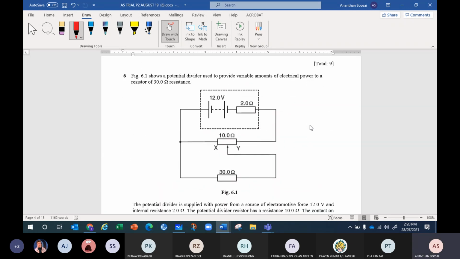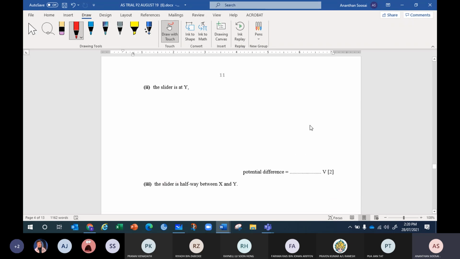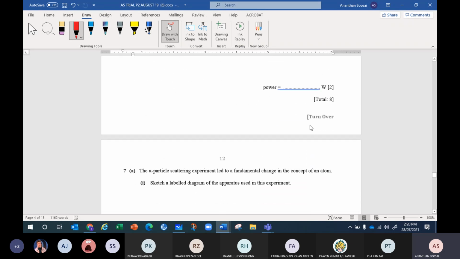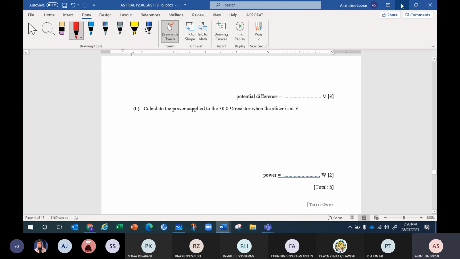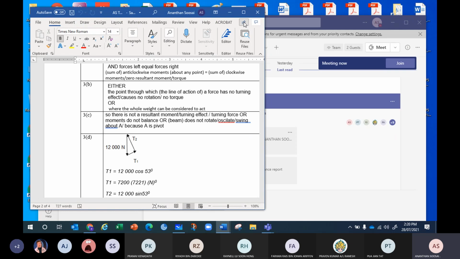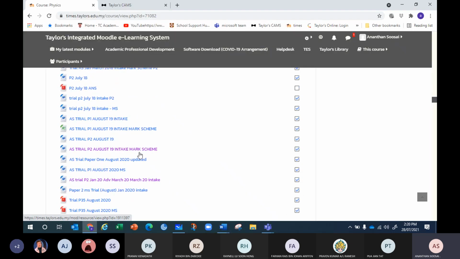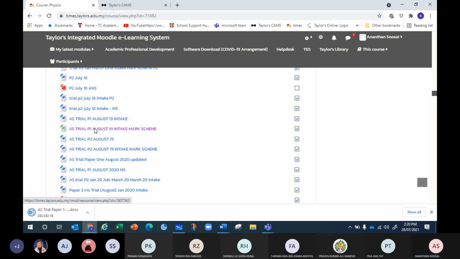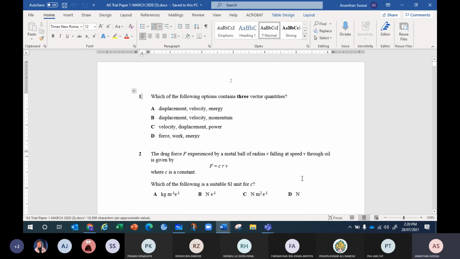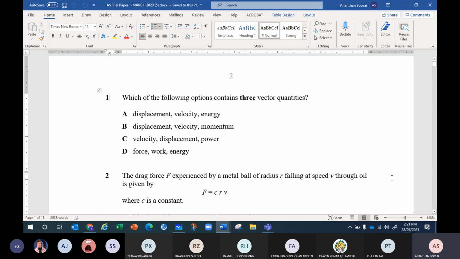Okay. So let's go to the next paper. The next paper is paper 1 here. So you go to paper 1. Yeah, this is the paper, right? Paper 1, August 20. Any questions from this paper?